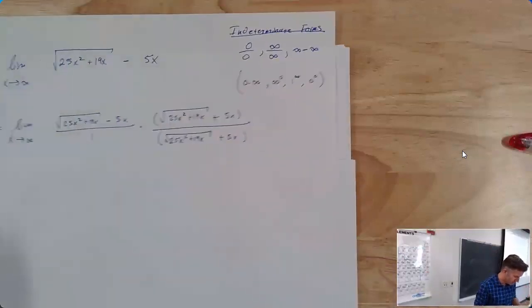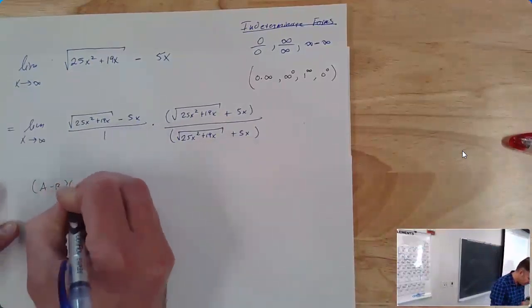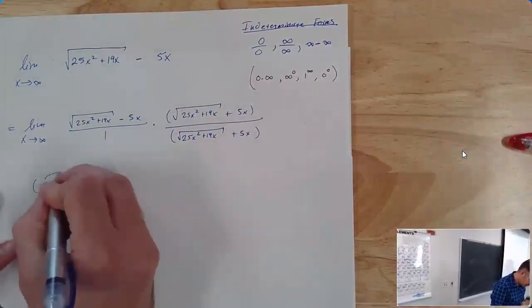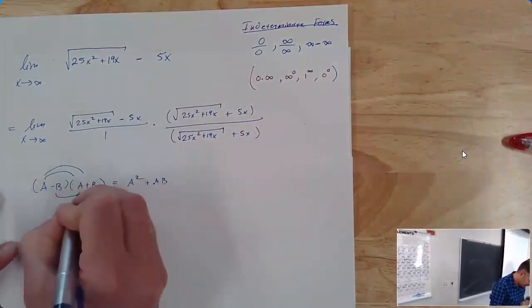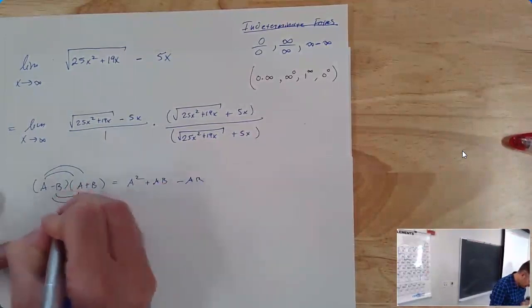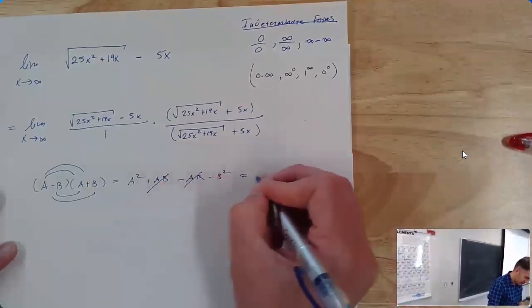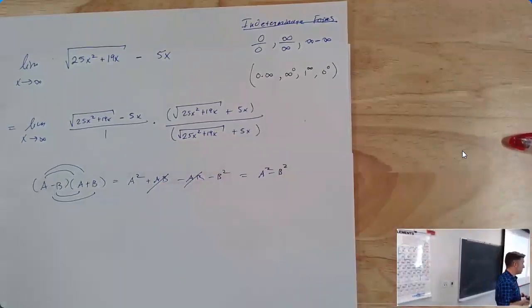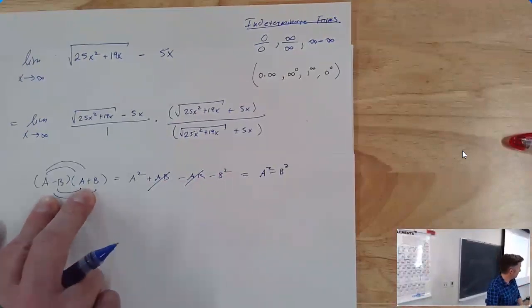So the whole idea here is that we're just exploiting the idea that if you multiply a minus b times a plus b, its conjugate, or vice versa, a plus b times a minus b, you end up getting a squared plus a times b minus a times b minus b times b. So the middle terms cancel, and you end up with a squared minus b squared. Or to say it another way, if you have a difference of squares, a squared minus b squared, it always factors as conjugates: a minus b times a plus b.